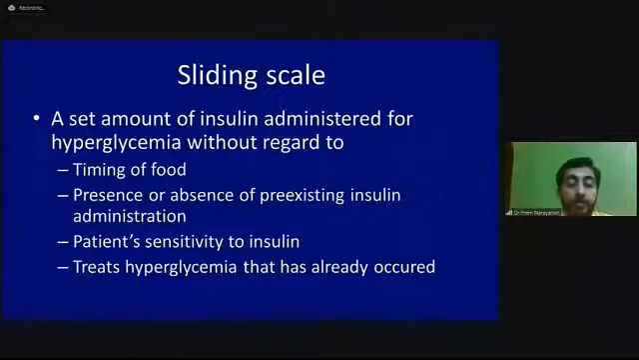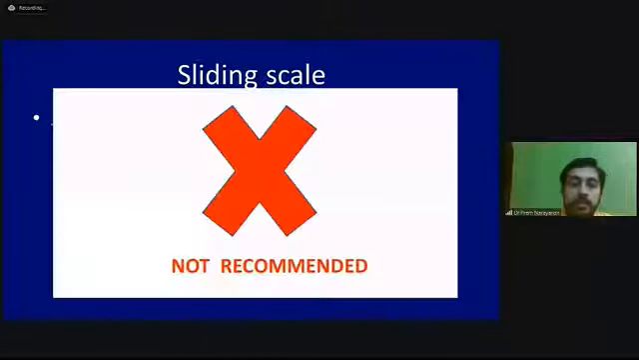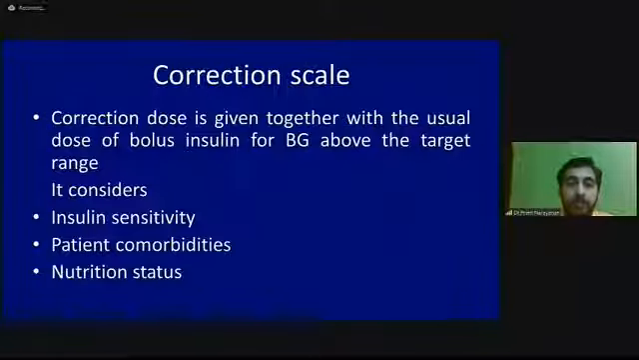Another most important disadvantage with the sliding scale was that it treats a hyperglycemia that has already occurred. When you are seeing a value of 250, it has already occurred. So you are treating the already occurred hyperglycemic value. So sliding scale presently is not recommended in hospital management.